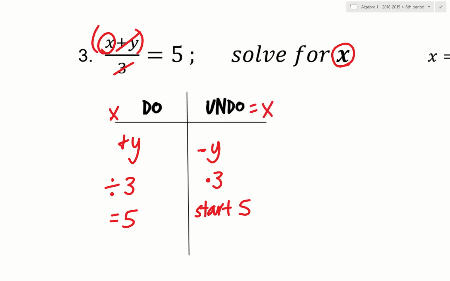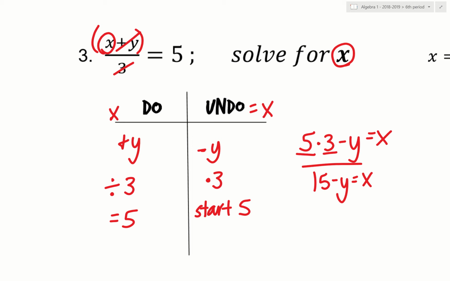Oh, equals X. Sorry, undo. Equals X. How do I start this? 5. Then what? Times 3 minus Y equals X. Now do me a favor. Can you simplify anything up there? What? 5 times 3 is what? So we can write 15 minus Y equals X. And there's my answer. Are we okay with that?